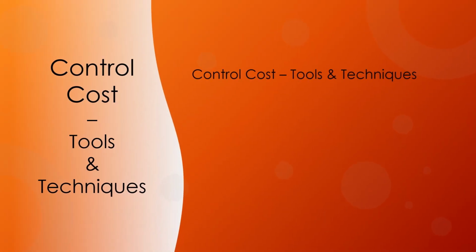As part of tools and techniques, we have expert judgment, data analysis, variance analysis, charts, forecasting, reserve analysis, and to-complete performance indices. We will discuss some in a lot more detail than others. Examples of expert judgment during the control cost process include variance analysis, earned value analysis, forecasting, and financial analysis.